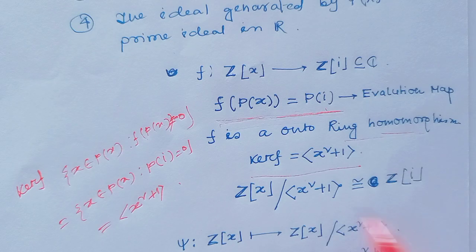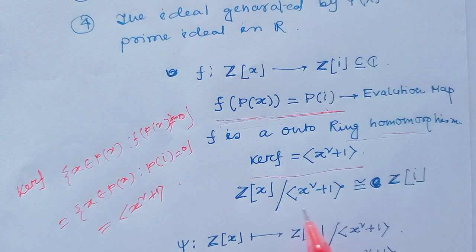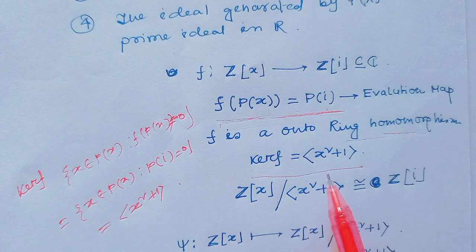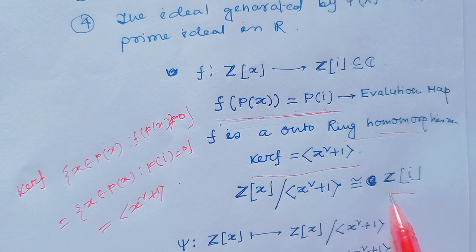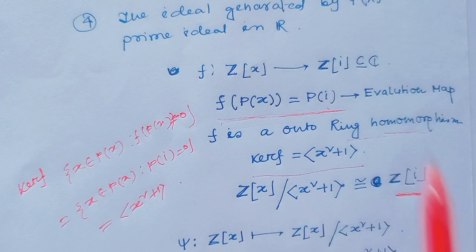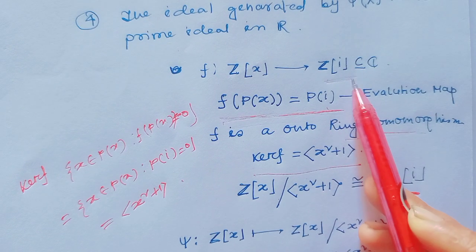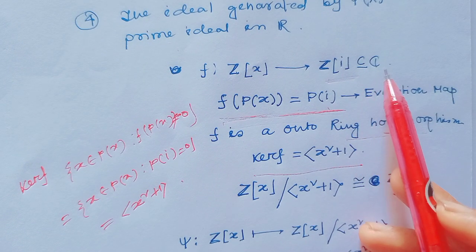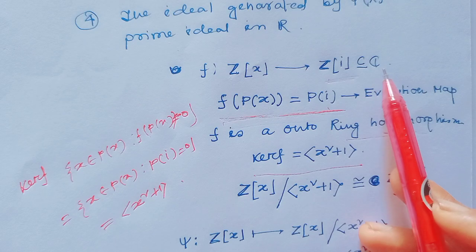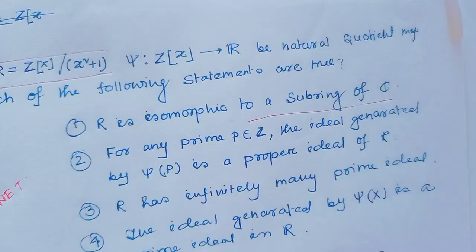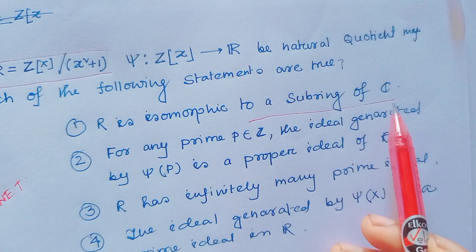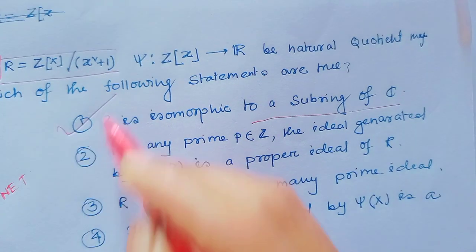Notice f is an onto ring homomorphism and the kernel of f is the ideal generated by x square plus 1. So Z[x] modulo the kernel of f, the ideal generated by x square plus 1, is isomorphic to Z[i]. This is since f is an onto ring homomorphism, and Z[i] is always a subset of the complex numbers. So R is isomorphic to a subring of C. This is the right option.